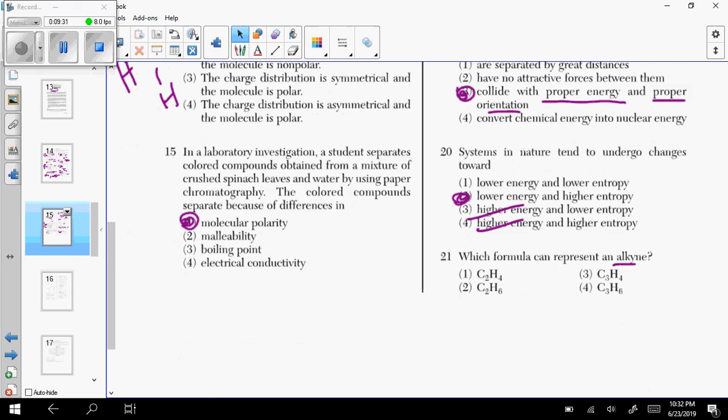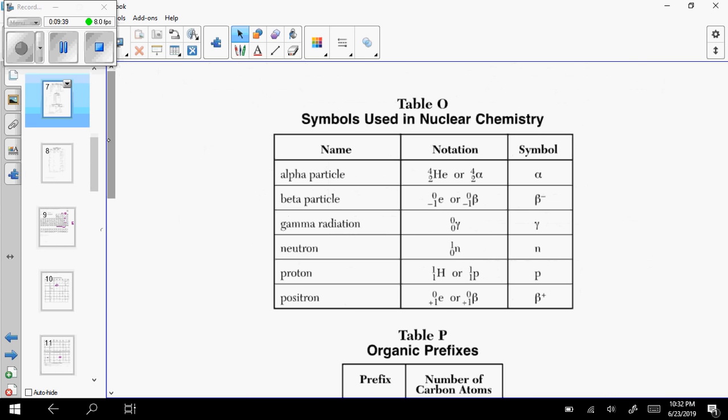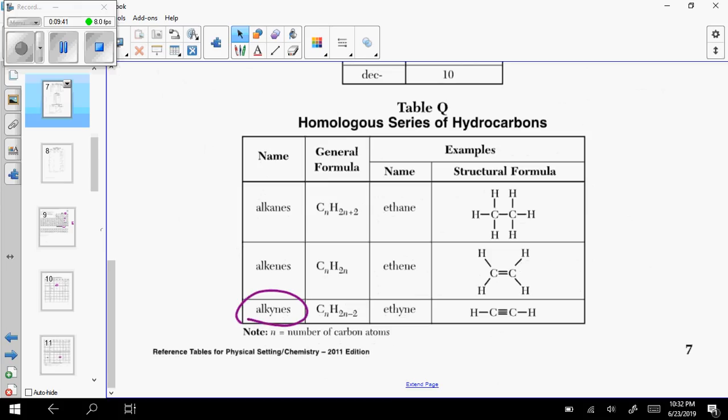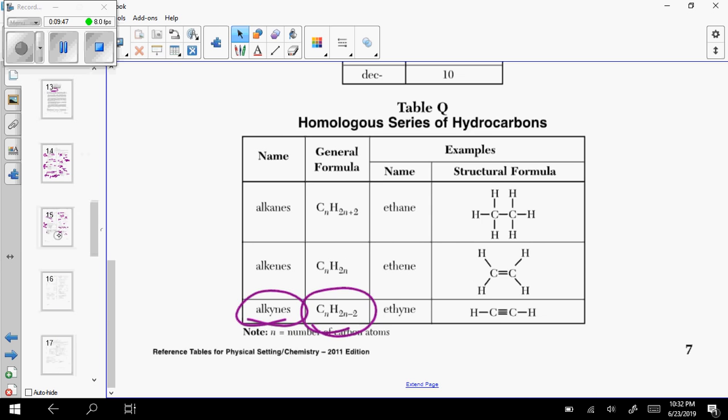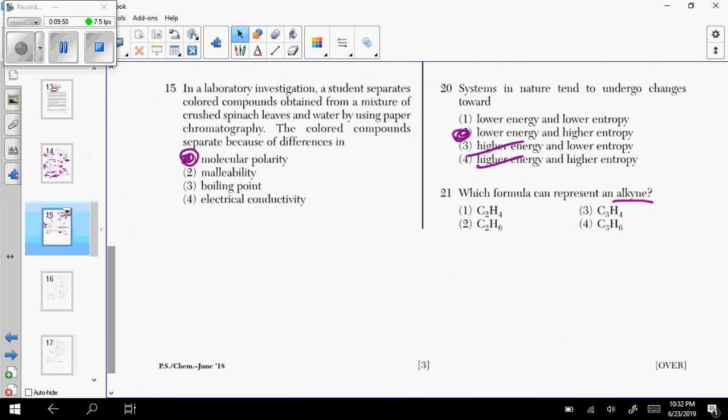All right, which ones can represent an alkyne? All right, so an alkyne, we're going to go up here. All right, here's our alkynes. I want this formula, CnH2n minus 2. All right, that's just double it. This 2 and 2 is 4 plus 2 is 6, so that's double it plus 2. A 3 and a 4. All right, so 3 double it would be 6 minus 2 is 4. There we go.